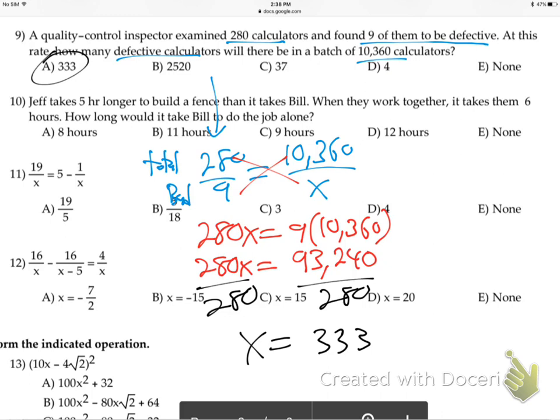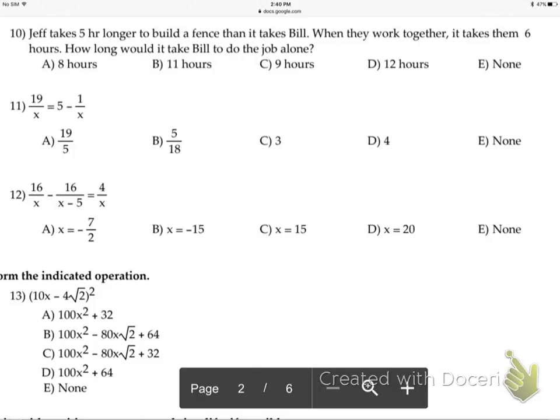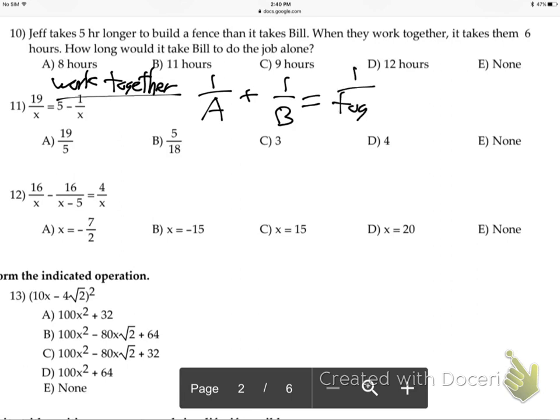Number 10. How do we do number 10? It's going to be 1 over something and then... Yeah, it's working together. Remember the working together? Number 10, clearly they're working together. Remember the working together formula? 1 over A plus 1 over B is 1 over together. Well, that's a good one to put on your 3x5 card. So let's go there. All right. So, working together is always 1 over A plus 1 over B is 1 over together.